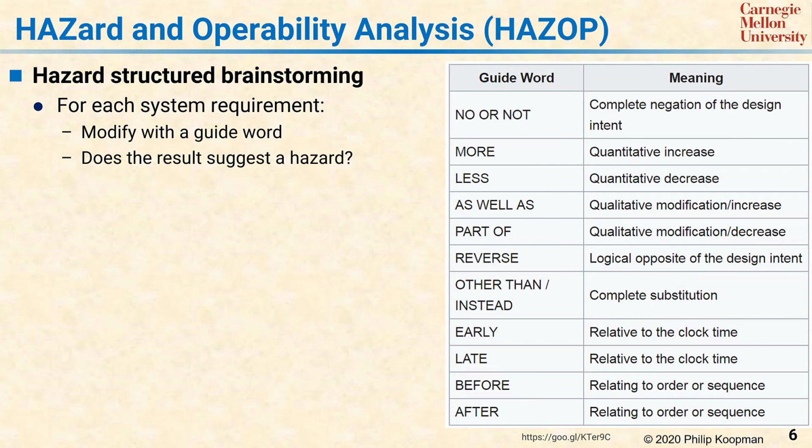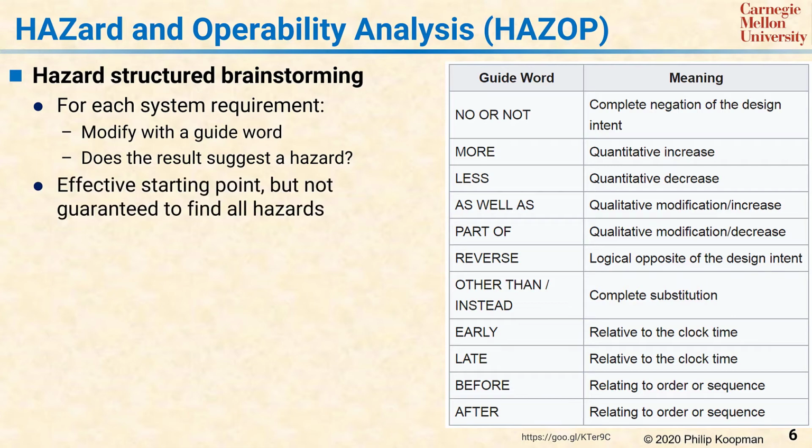For example, you might have a list of guide words such as not, or more, or less, or as well as, and those correspond to meanings in, for example, a process flow environment that you quantitatively increase or decrease. And the idea is to take the requirement and modify it with a guide word and come up with an opposite requirement to suggest a particular hazard. It's an effective starting point. It's not guaranteed to find all hazards, but nonetheless, it's a great place to start. Let's do a couple examples.